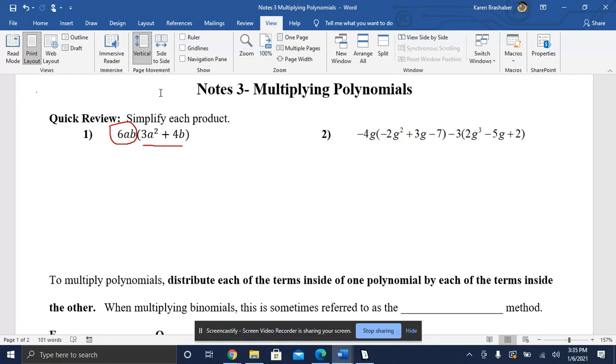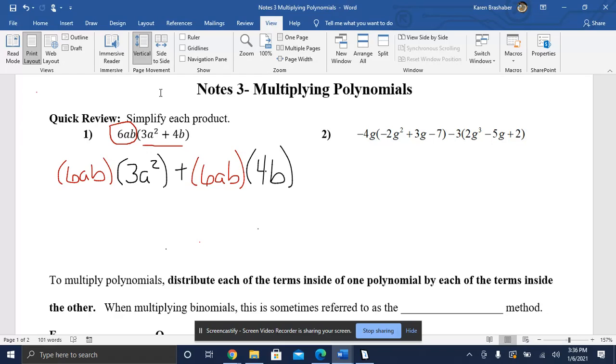So remember, when we do that, we write the monomial 6ab and we multiply that by each term of the polynomial. So first by 3a to the second, then we put a plus sign, we go back to the monomial 6ab and multiply that by the other term inside the polynomial. And then remember, you multiply the numbers in front, the coefficients.